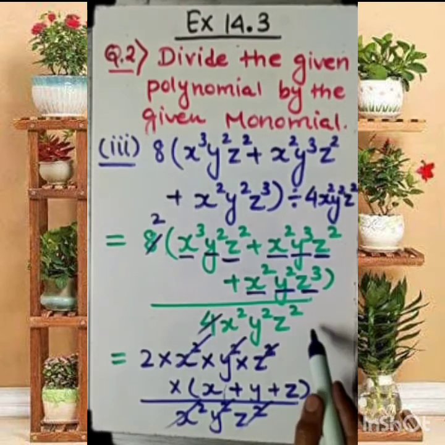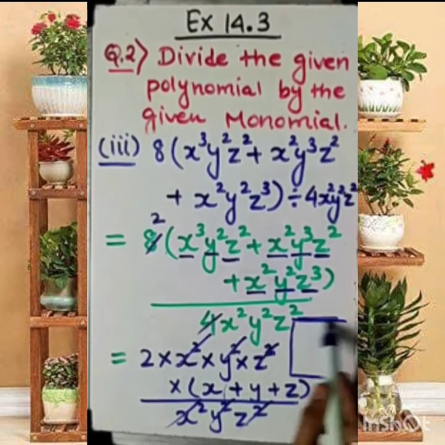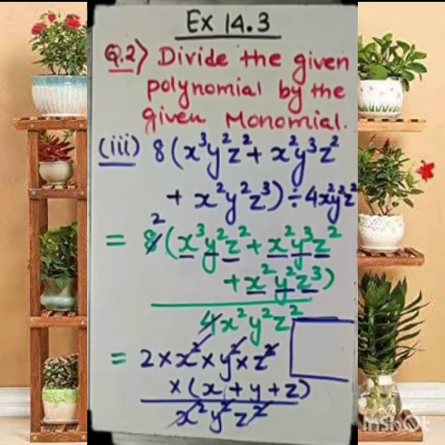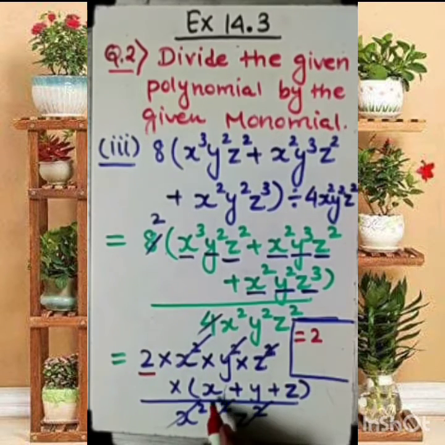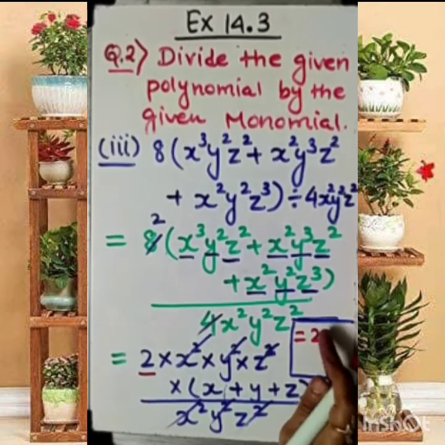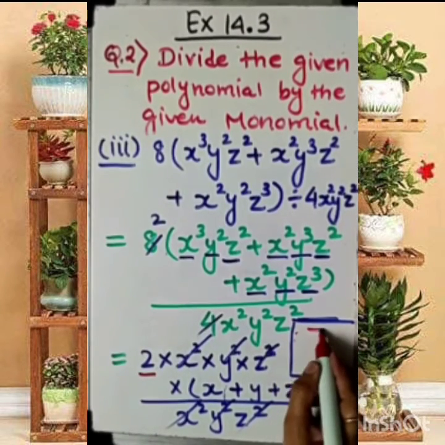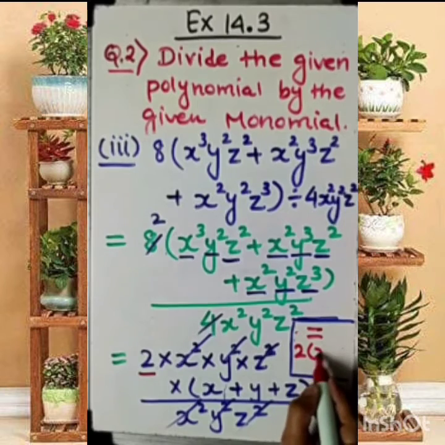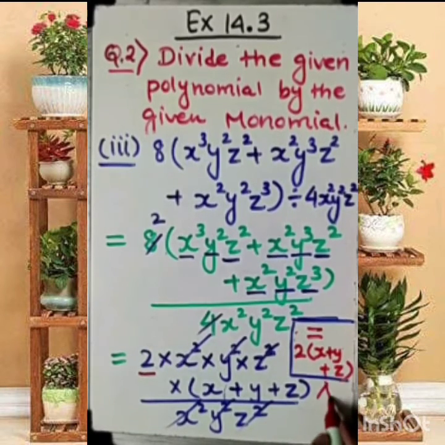So the final answer which is left, I am mentioning here only. So please note down the final answer. What is left with us? That is 2 outside the bracket and x plus y plus z in another bracket. So I am mentioning it here: equal to 2 in bracket x plus y plus z.